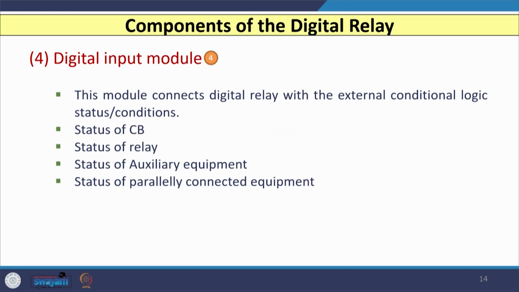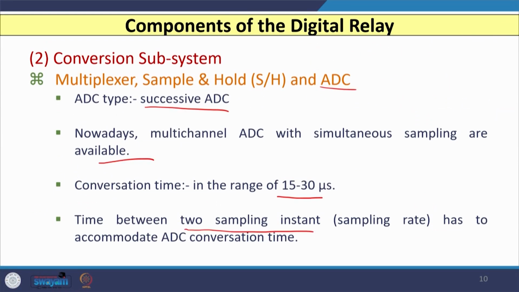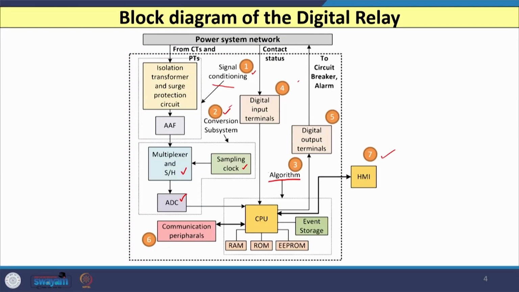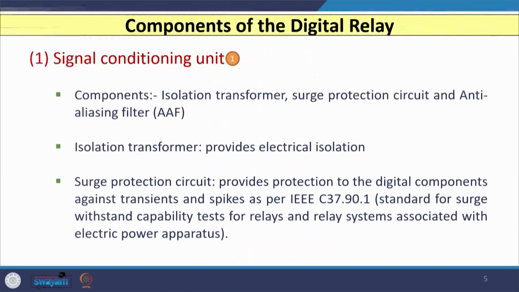Now, the fourth module of the digital or numerical relay is the digital input module. If I go further, if you see the block diagram of the digital relay, then you can see that the digital input modules are available here. These digital input terminals or modules will take input from the power system network, and it is given to the central processing unit in the algorithm part.